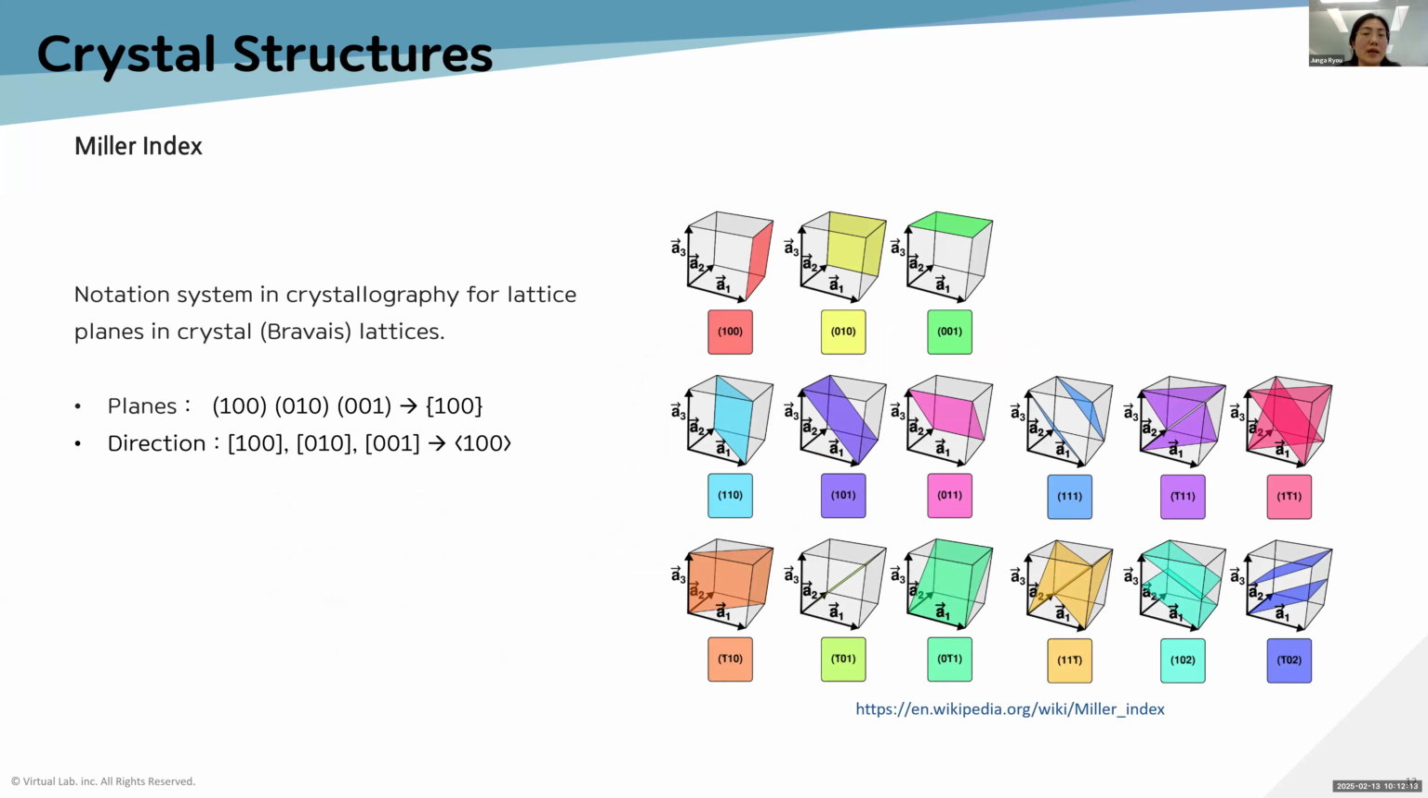The Miller index is the indicator of a specific plane or a direction, such as a vector of the crystal lattice, and it is written in the form h, k, l, for plane and direction. A plane is written like this: (100), (110), or (001). It refers to the specific plane in the crystal structure. However, a direction is written something like this, referring to the specific crystal orientation or crystal vector.